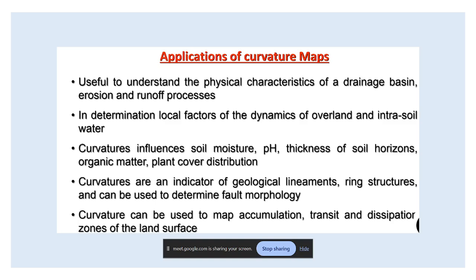So it's basically like you are assessing how that surface is, what kind of curves are there, and all those things. From that, you are able to understand the flow nature, the geological lineaments, and even the fault morphology. It can be used to map accumulation, transit, and dissipation zones of the land surface.